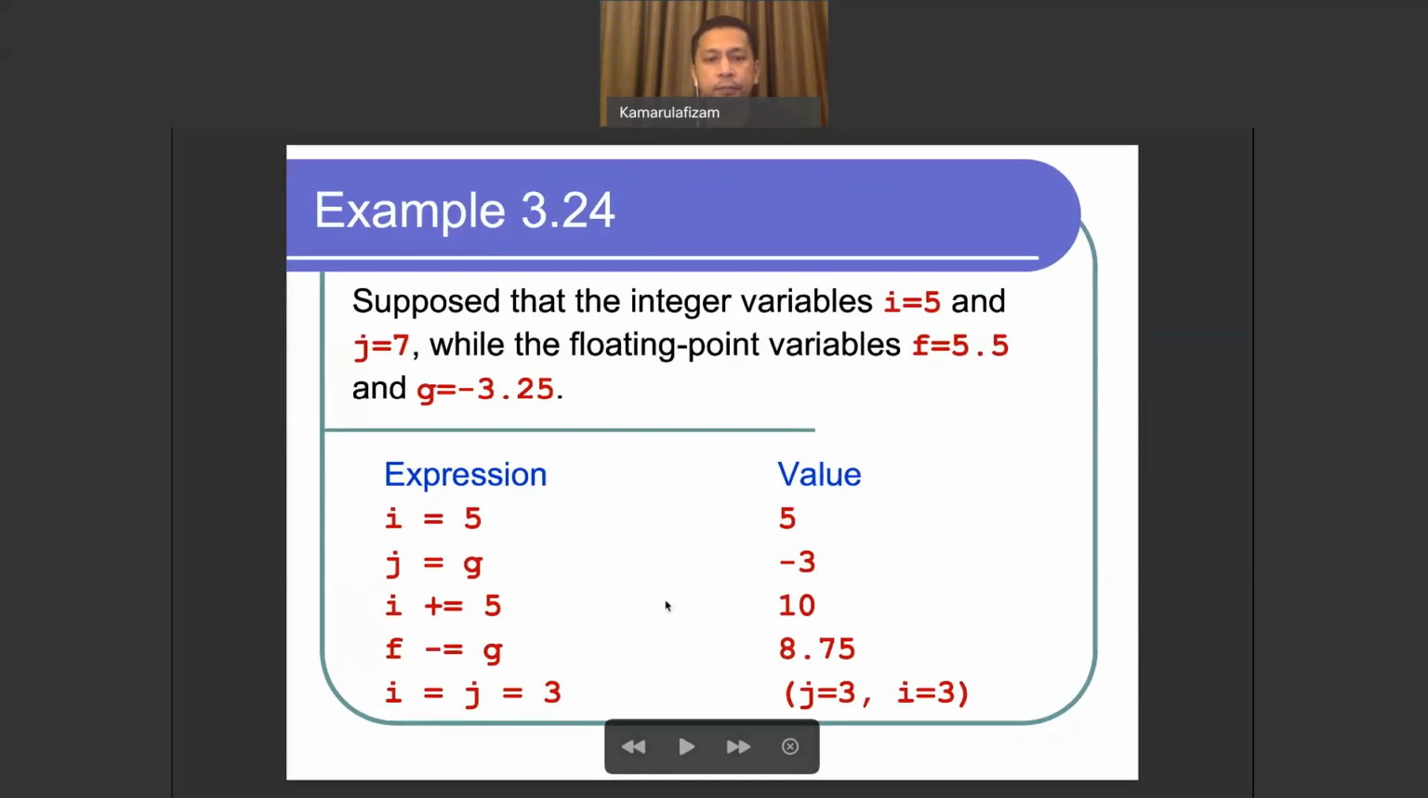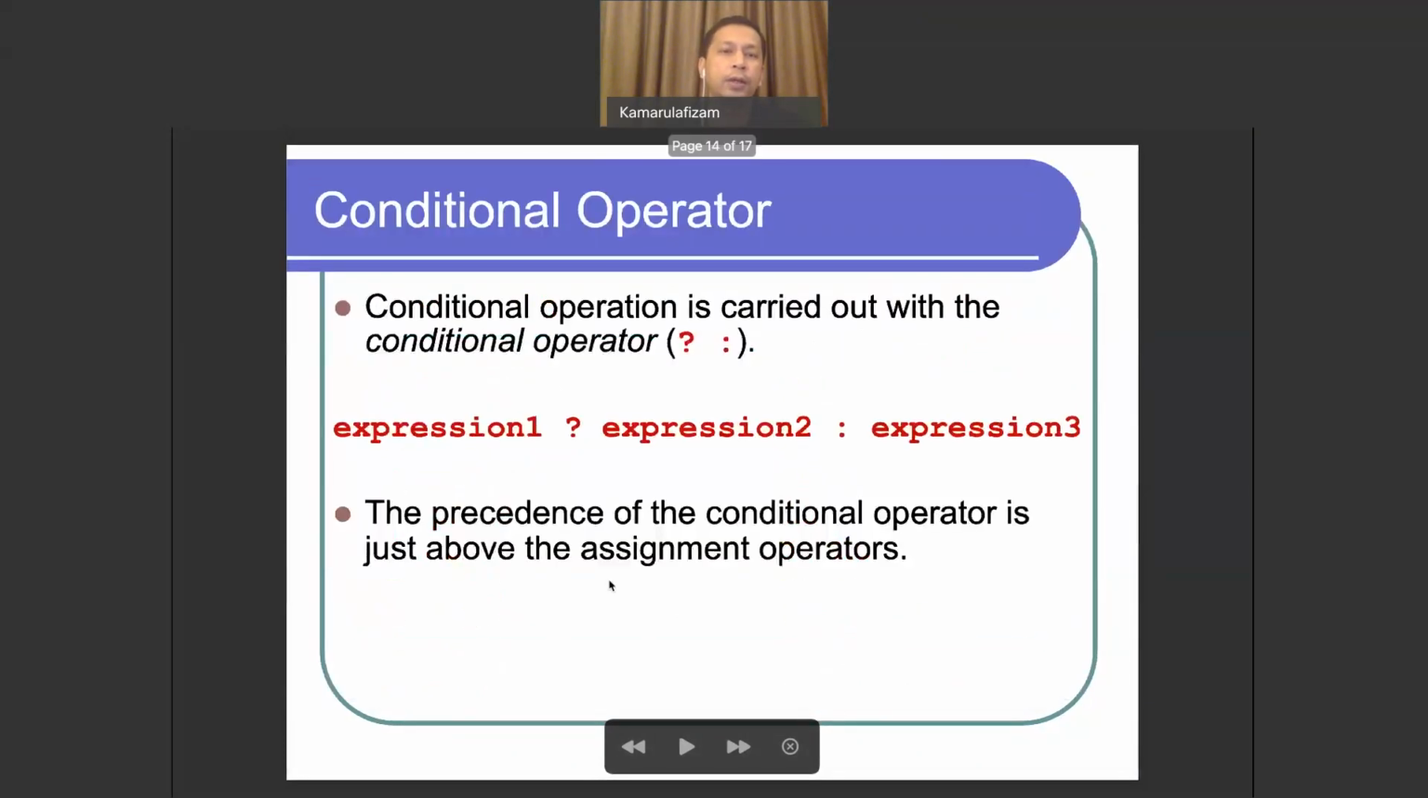All right. So i equal to j equal to 3. So 3 will be taken to j. j will be equal to 3. And this j value will be taken into i. So you will have i equal to 3. All right. This is how this works.